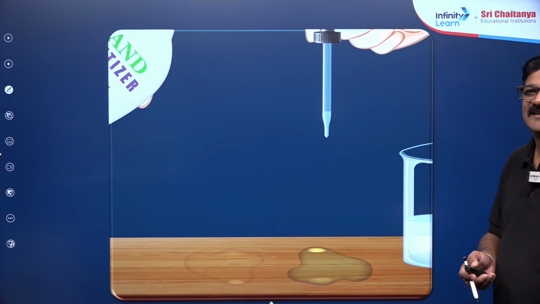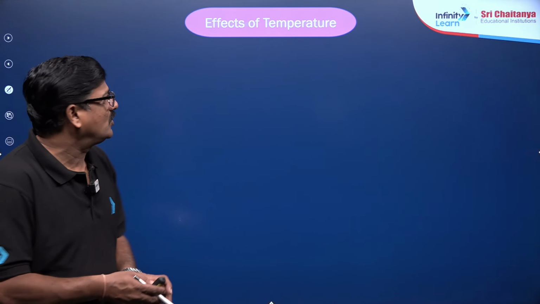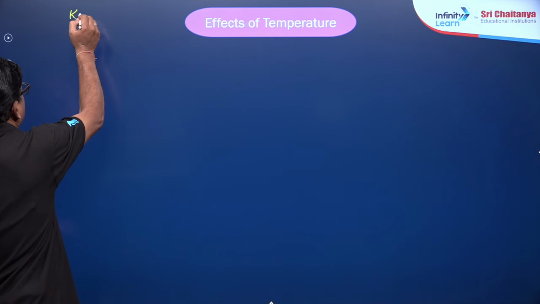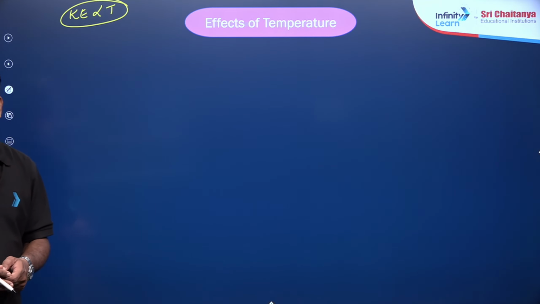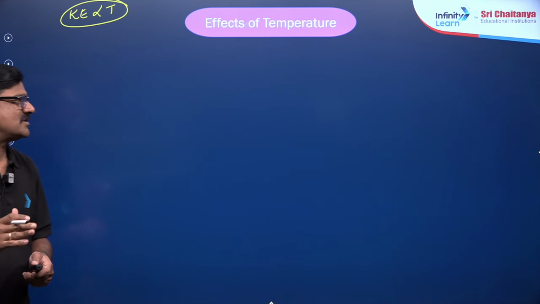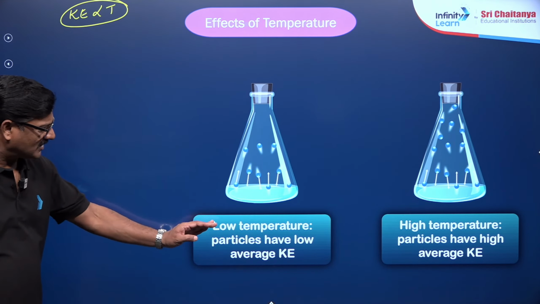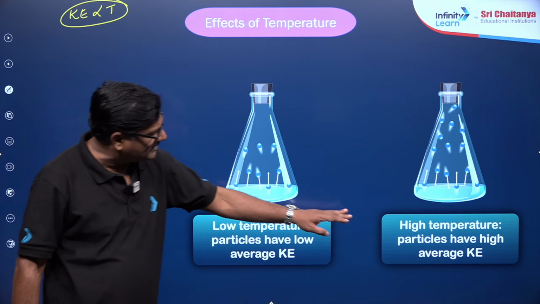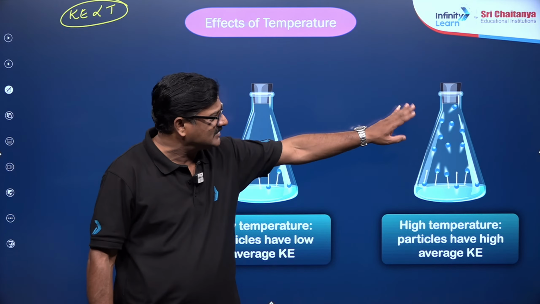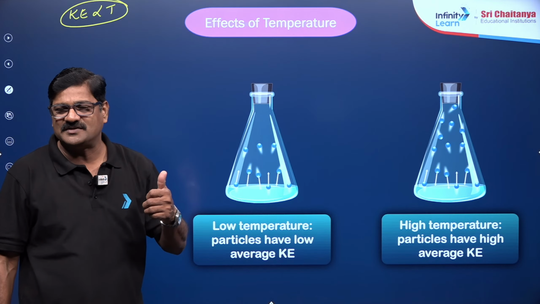Fine. Now let us talk about the effect of temperature. So you know kinetic energy is directly proportional to absolute temperature. Therefore, what happened? At low temperature particles have low average kinetic energy. At high temperature, the particles have high kinetic energy. So, high kinetic energy means critical temperature difference.